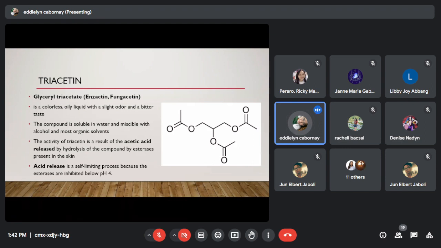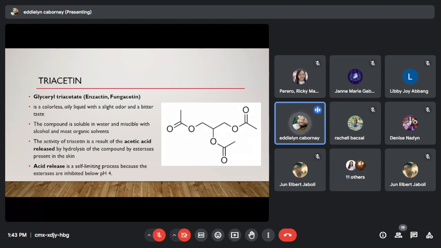The activity of triacetin stems from the release of acetic acid. This occurs through the hydrolysis of the compound by esterases present in the skin. The esterases are enzymes that catalyze the hydrolysis of ester bonds. Okay, so the release of acetic acid contributes to the compound's pharmacological effects.